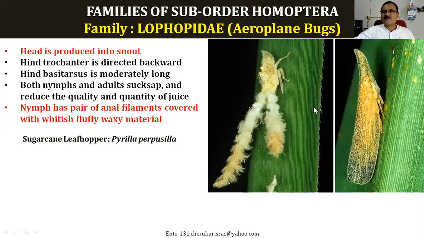And the other one is the nymph. There is a big difference between the nymph and adult here. You can see the nymph has some caudal material. These are the anal filaments, covered with waxy material, the big ones actually. This is a very characteristic feature of the nymph of these aeroplane bugs. Whereas the adult looks like an aeroplane, with fully developed wings and a snout-like head. Both the nymphs and adults suck the sap from the plant material. They are very dangerous and cause serious damage to sugarcane. The most important example is sugarcane leafhopper, Pyrilla perpusilla.